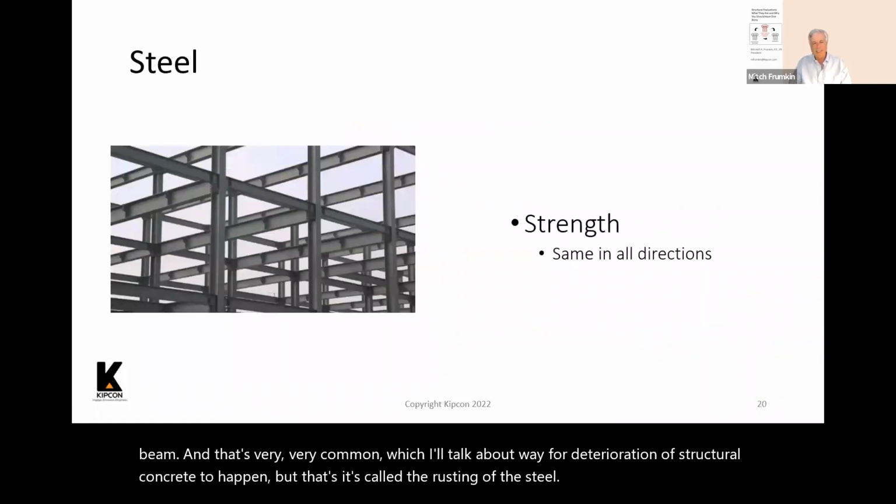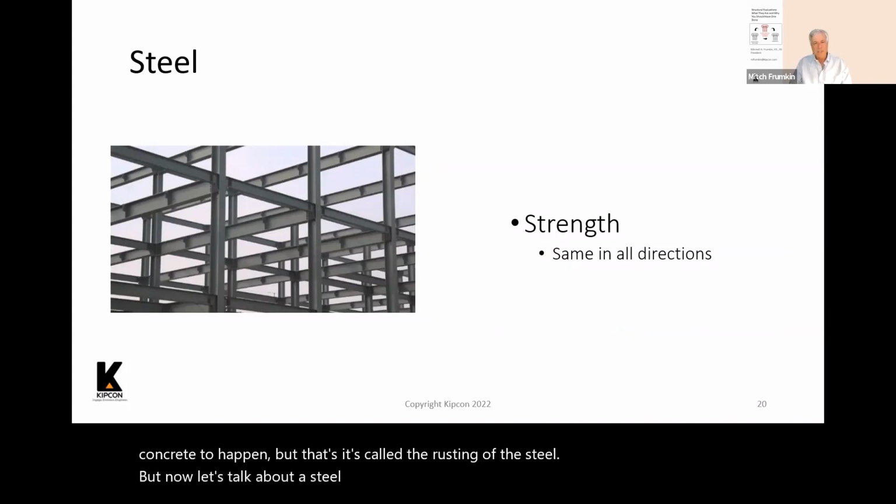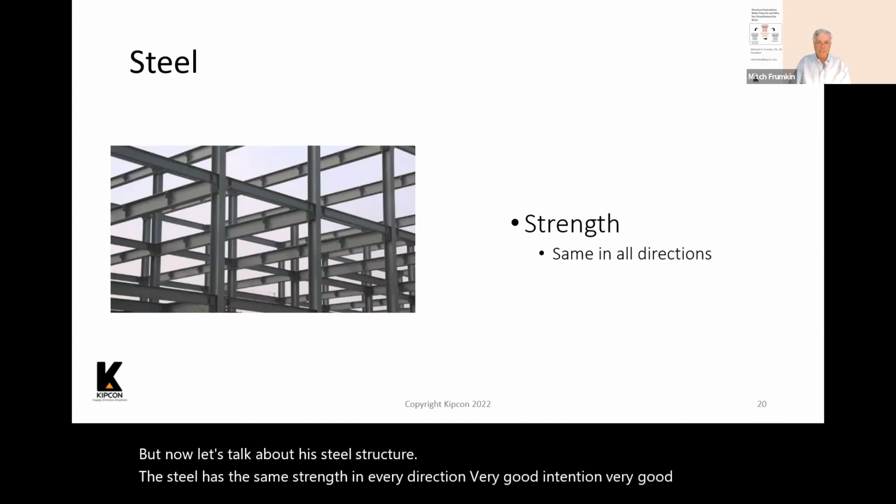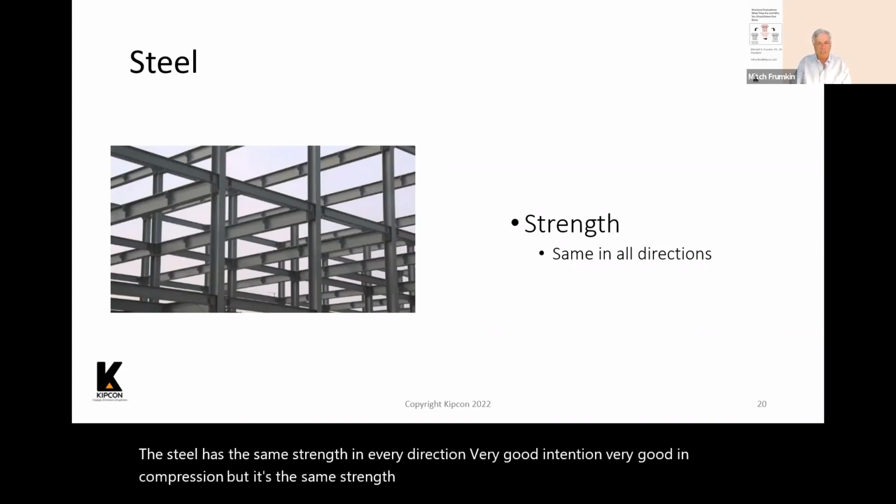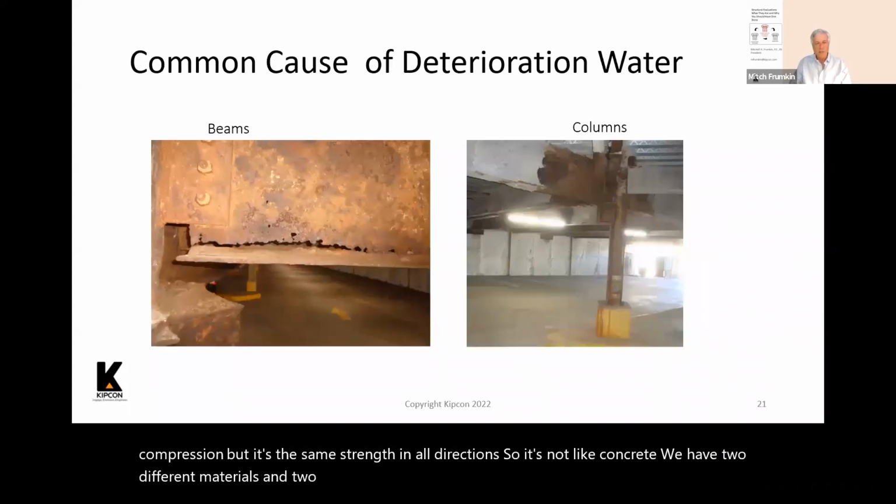But now let's talk about a steel structure. The steel has the same strength in every direction. Very good in tension, very good in compression, but it's the same strength in all directions. So it's not like concrete. We have two different materials and two different strengths. So what causes deterioration of steel? It rusts. Pretty straightforward. These are actual pictures that I've taken of what happens.